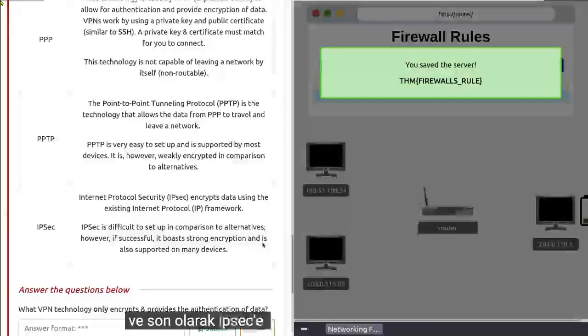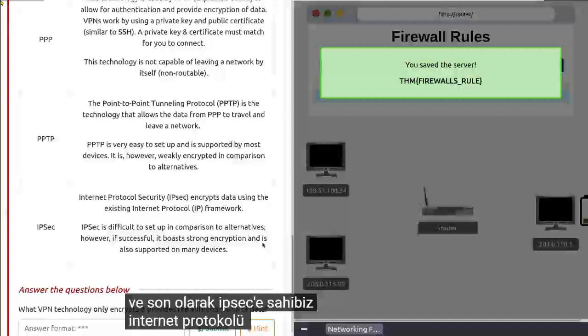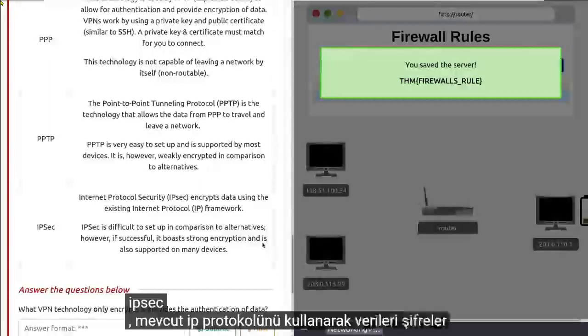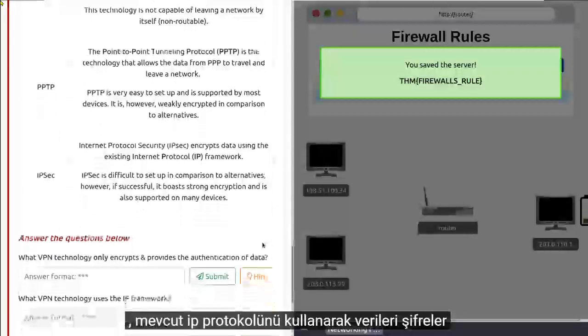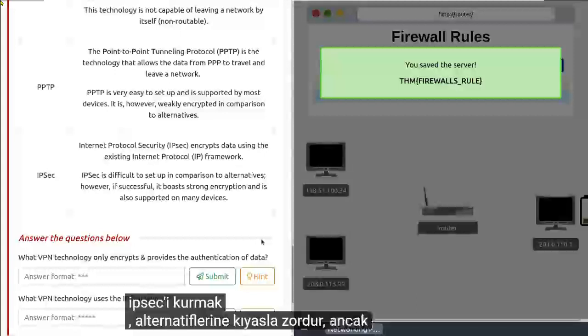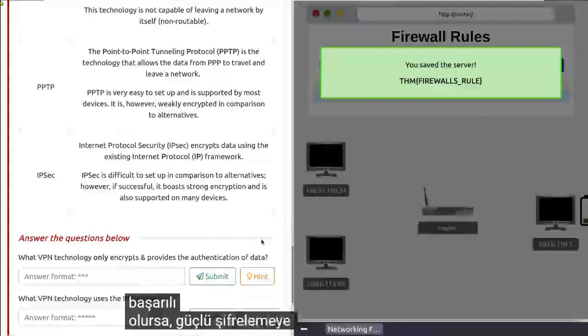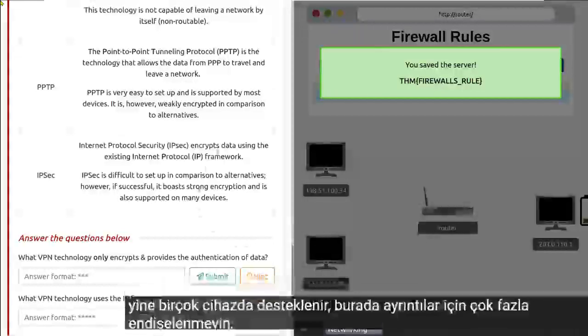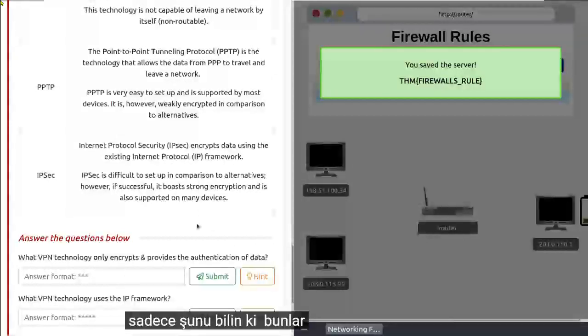And then last but not least, we have IPsec. Internet Protocol Security, or IPsec, encrypts data using the existing IP protocol. IPsec is difficult to set up in comparison to alternatives. However, if successful, it boasts strong encryption and is also supported on many devices. Again, don't worry too much about the specifics here, just know that these exist.